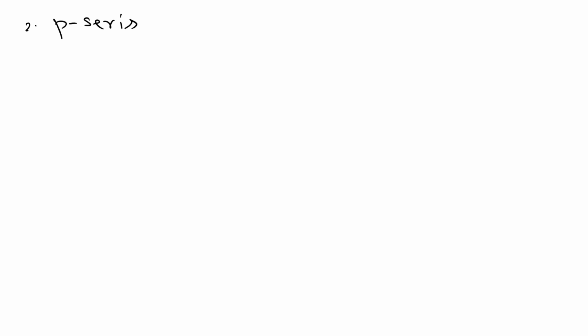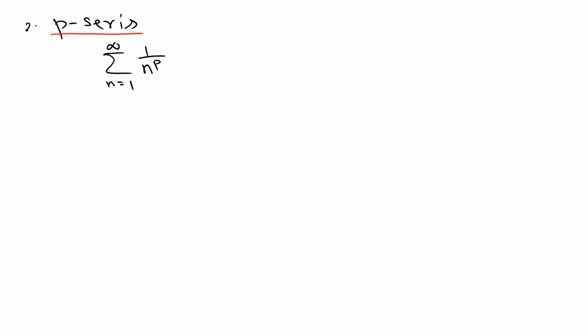P series. So what's a P series? A P series means you have a series, I'm just going to say 1, you don't always need the 1, which has the format 1 over n to the p power. That's what we call a P series.